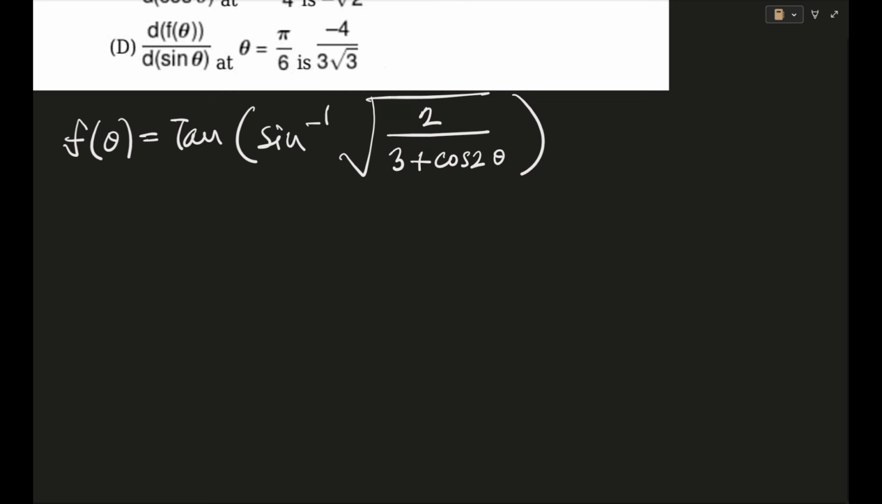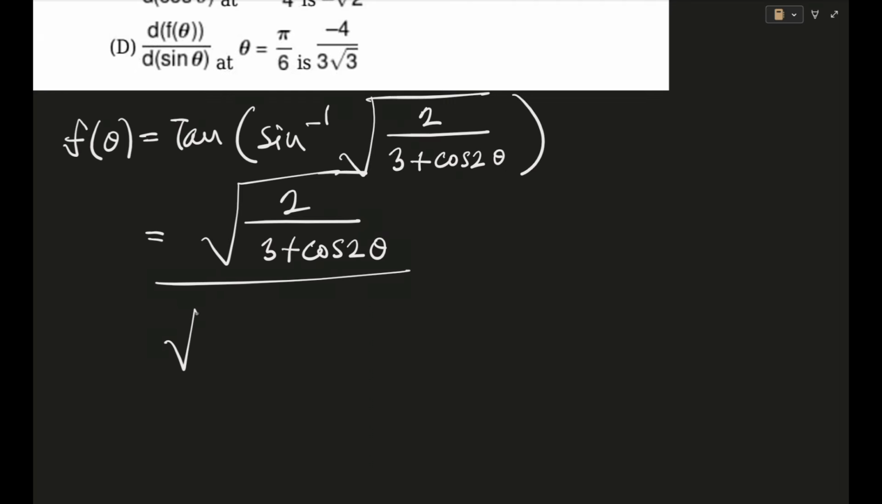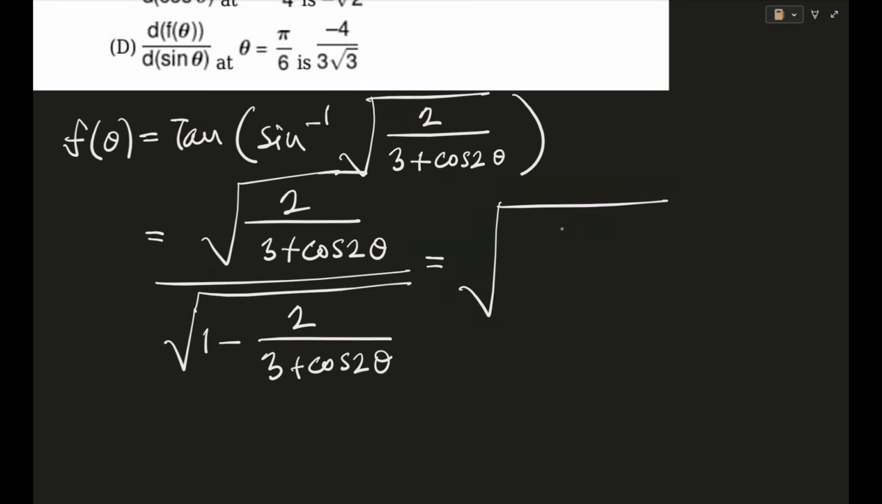Okay, so guys, converting this quickly into sine of sine inverse so that the inverse term gets cancelled. This will directly be root under 2 by 3 plus cosine 2 theta, whole divided by root under 1 minus 2 by 3 plus cosine 2 theta. I hope this won't need an explanation, really easy. So I would write down the final result, root 2 by 1 plus cosine 2 theta. You can understand, because 1 plus cosine 2 theta is 2 cos square theta.